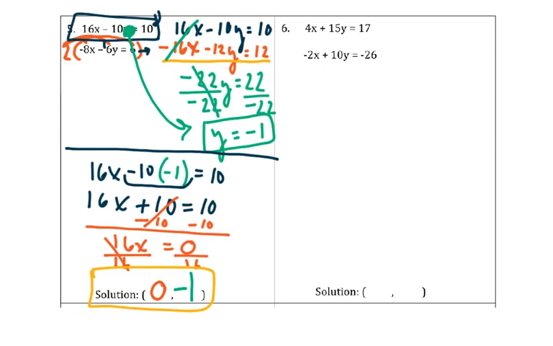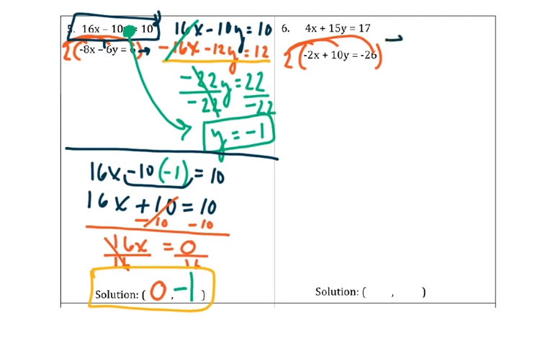So in number 6, I'm going to help you just by starting you off here. In this one here, nothing is ready to eliminate. 4 minus 2, that's not 0. 15 and 10, that's not 0. So these are not ready to eliminate. So what I'm going to do is multiply this whole thing times 2 because 2 times negative 2 is negative 4, which would eliminate with a positive 4.